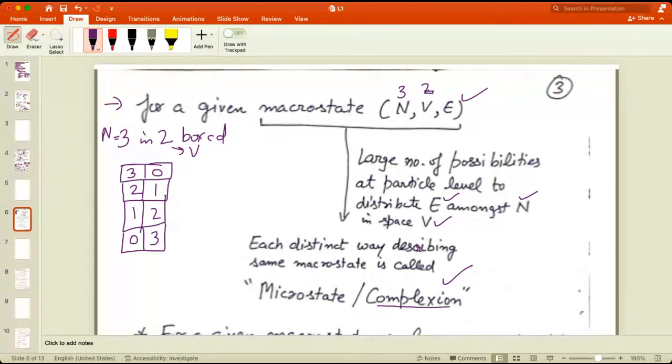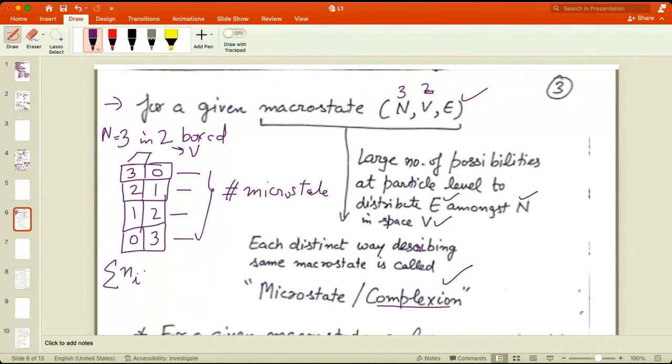If you define the volume of one box as v naught, then the total volume will be 2 v naught, right? So this is the definition of your macrostate. But all these four combinations, 1, 2, 3, 4, are basically the number of microstates, right? But we have to make the condition on these distributions that this also remains the same.